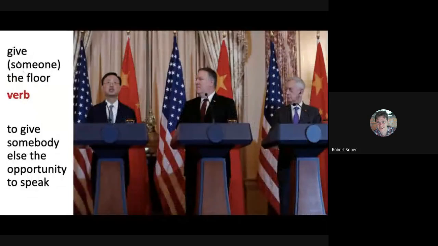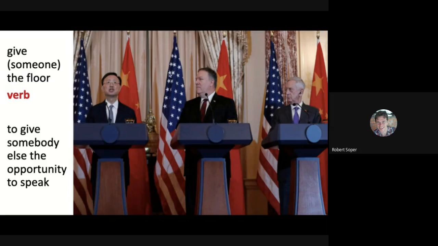Okay, try and put this verb get rid of in your own sentence. This next verb is give someone the floor. That someone could be a name like Ali or Ling. It could be a pronoun. So give him the floor, or if you want the floor, you could say give me the floor. It means to give somebody else the opportunity to speak.